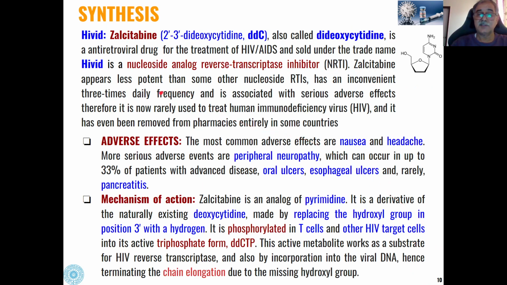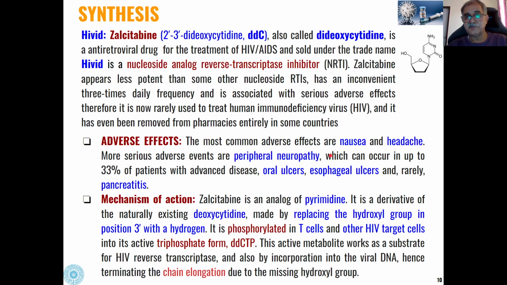The next is zalcitabine. This is also called 2',3'-dideoxycytidine, and is also commonly called dideoxycytidine. Again, this is an antiretroviral drug used for treatment of HIV and AIDS. HIVID is its trade name, and again this is a nucleoside analog reverse transcriptase inhibitor.